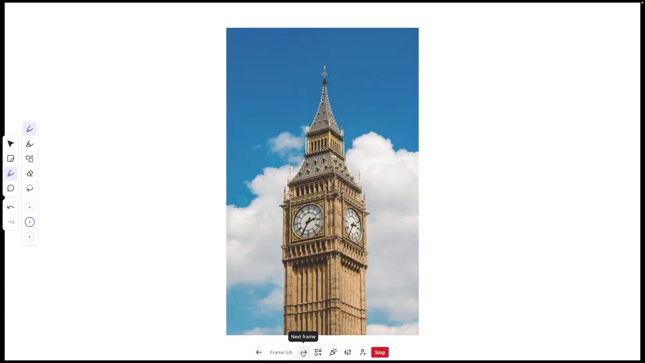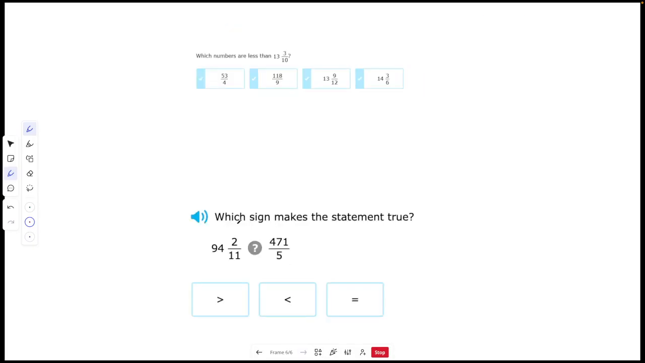All right, here's our cool clock for today, which means it is time for you to try these two problems on your own. Go ahead and pause the video and give these a shot, and when you are ready to check your answers, go ahead and unpause the video.